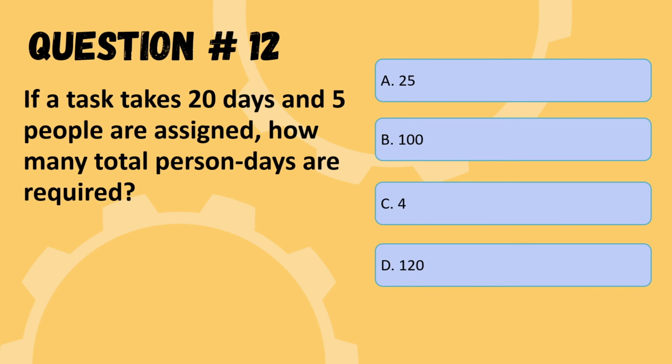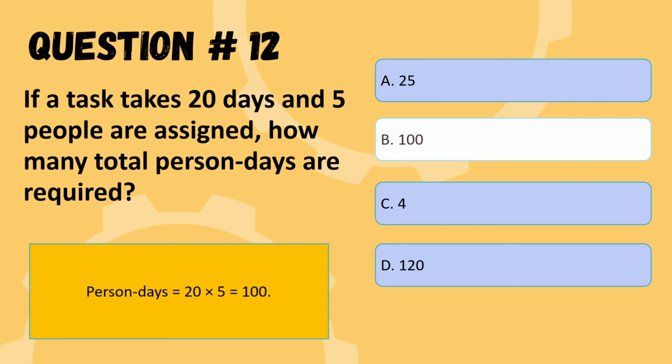Next question is, if a task takes 20 days and 5 people are assigned, how many total person days are required? Options are 25, 100, 4 or 120. The correct option is 100. You can see the calculation below. And we are moving to the next question.